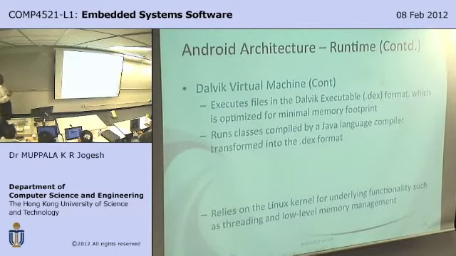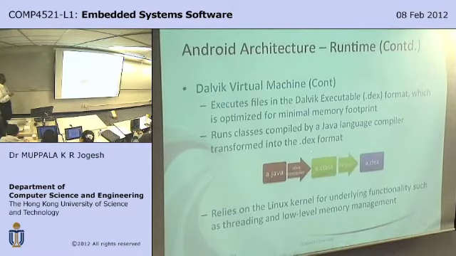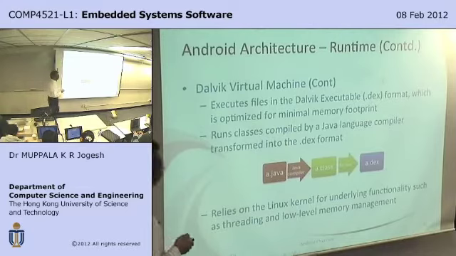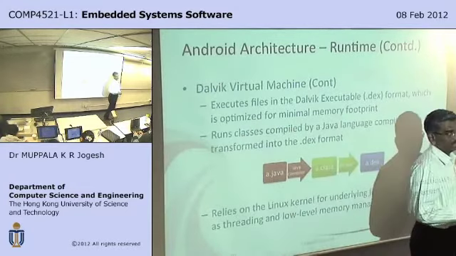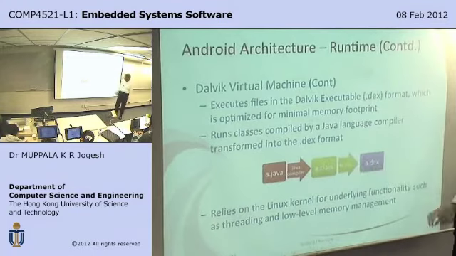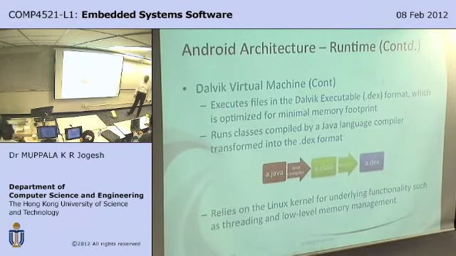This DEX format is created from the Java code that you write within your application, and all the classes that you write are transformed into the DEX format. When you write Java code in a Java file, it is converted by the Java compiler into a class file. This is what normally happens when you compile Java programs. But after this, we make use of the DX tool, and that converts the class files into DEX files, which is what is used by the Dalvik virtual machine.